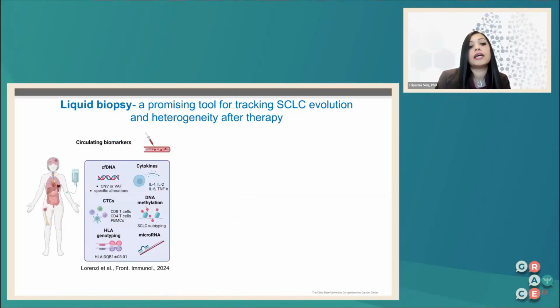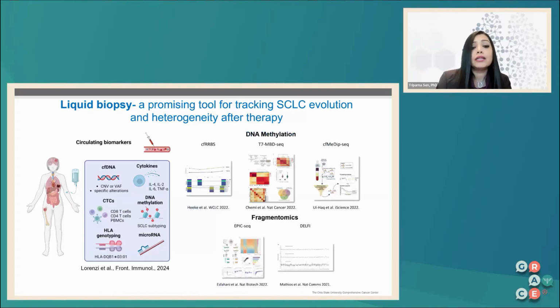And thinking about that, I think there's a very nice future for liquid biopsy in small cell lung cancer, where we can not just look at longitudinal profiling of these tumors, but we can use platforms like DNA methylation and fragmentomics, and also other platforms that are emerging to look for the expression of some of these biomarkers.